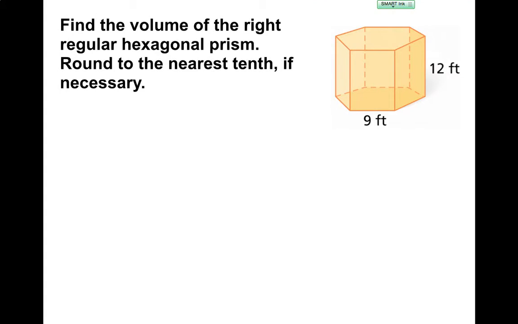Okay. How about a right hexagonal prism? Regular hexagon. What shape's the base? Regular hexagon. They didn't give you everything you need, so you're going to have to work on that regular hexagon just a little bit on the base area. Do your central angle. The apothem in there to make the right triangle.